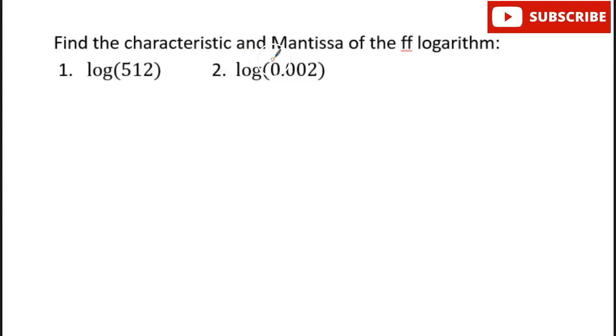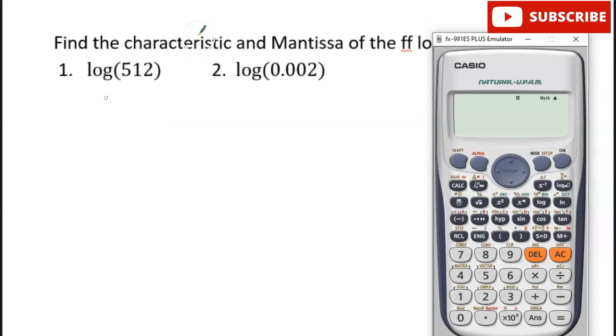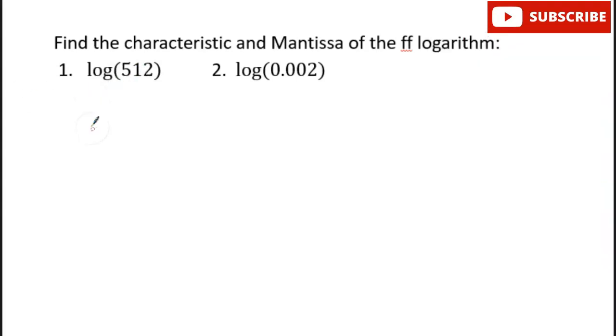Now let's try to find the characteristic and mantissa of the following logarithm. So let me bring my calculator here. Normally you write the number in standard form, as we went through. So 512 in standard form is 5.12 times 10 to the power 2. We move the decimal point 2 times. Okay, so let's take the log of this.